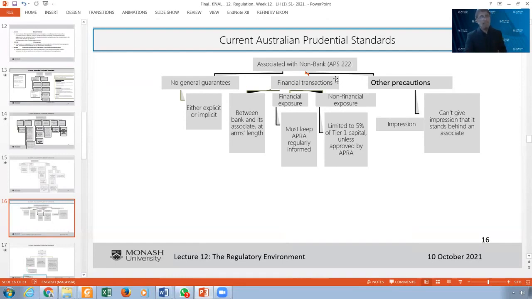So if they fail, or if they have any problems with the people they deal with, then it is an independent identity according to the law. The other thing is how much loans you should give to them. If you are going to give loans to your associates, you have to do it at arm's length. Arm's length means you have to deal with them independently.